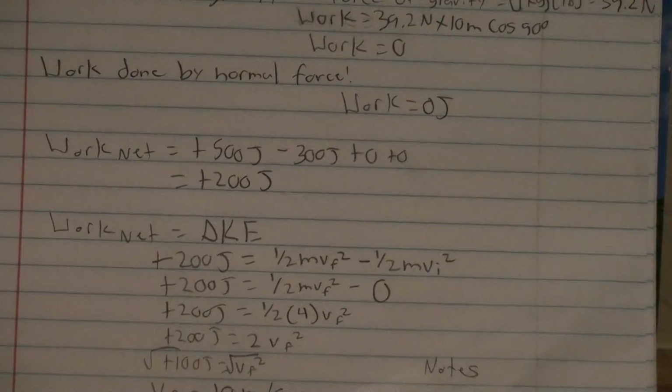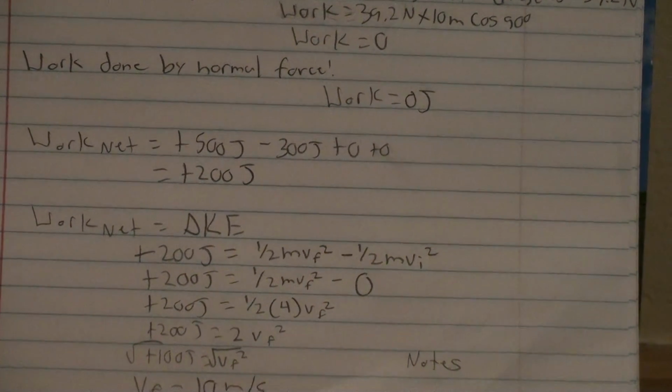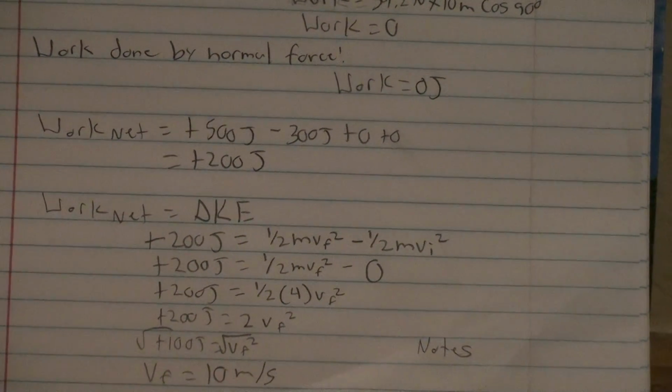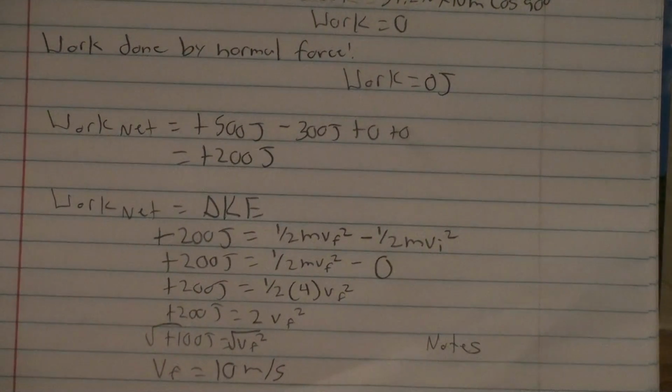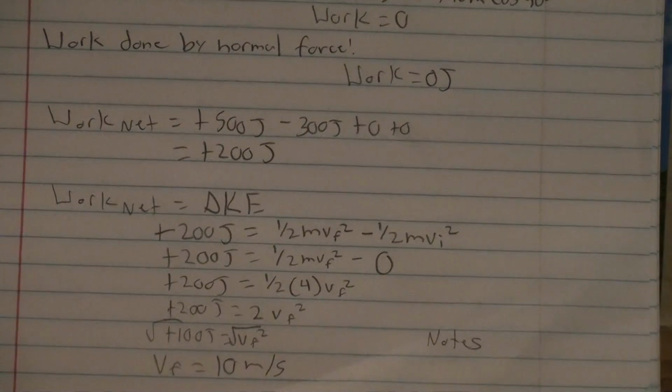So the work energy principle says that the net work done on an object is equal to the change in kinetic energy of that object. So 200 joules is going to equal the difference in kinetic energy. Now if we assume the trash can started at rest, which seems pretty reasonable, the initial velocity is going to be 0. So we can solve for the final speed of the trash can, which comes out to be 10 meters per second.